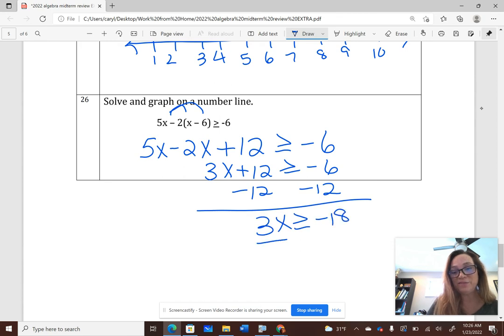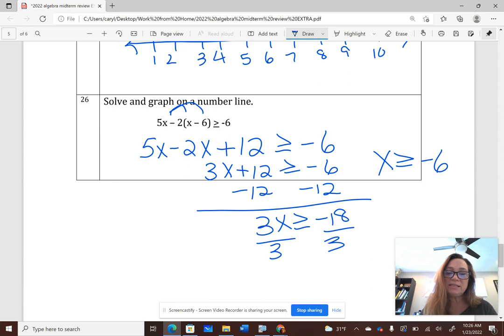And now I have to divide by 3. Okay. So since the 3 is positive and I'm dividing by the 3, it doesn't reverse the symbol. It doesn't matter that the 18 is negative. It's really all about that.